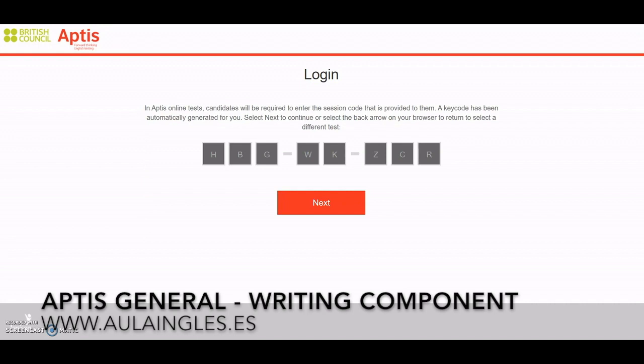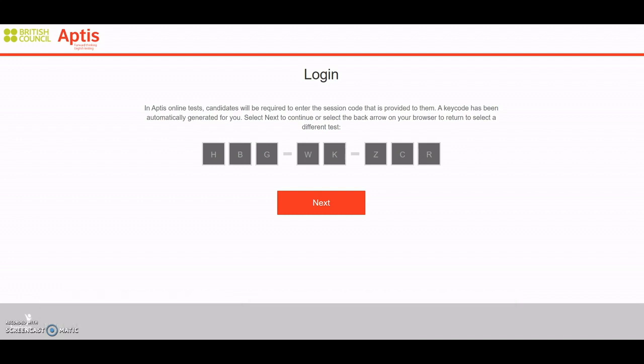Now, what we have here is the opening page of the test. When you get to British Council, they're going to give you a paper which has got your details, but crucially, it is going to have a list of passwords. Those passwords are for each individual test that you're going to be writing on that day. So one for writing, another one for reading, another one for grammar and vocabulary, speaking, and listening.